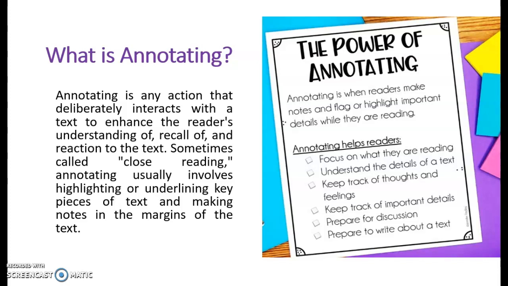Sometimes it's called close reading, because you are really close to the text through this interaction. You are not just reading it. You are interacting and understanding the meaning of the text in a deep way. Annotating usually involves highlighting or underlining key pieces of the text and making notes in the margins. It's basically taking notes, underlining, writing some specific symbols, writing comments on one side of the page, and doing other things. Annotating is when readers make notes and flag or highlight important details.